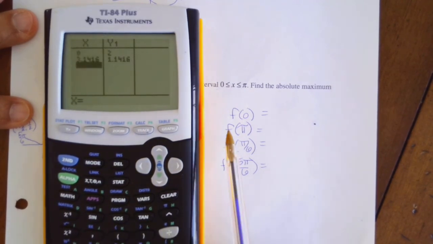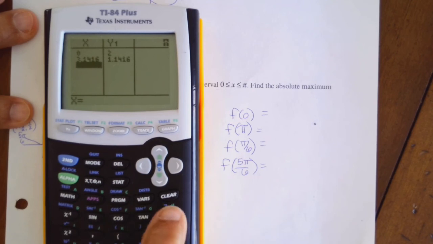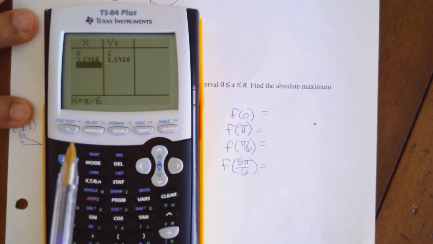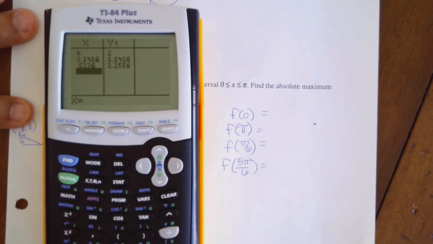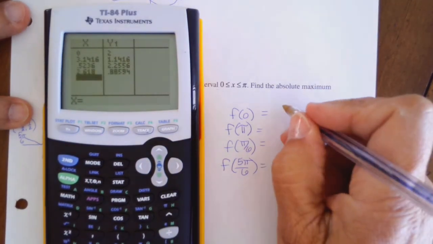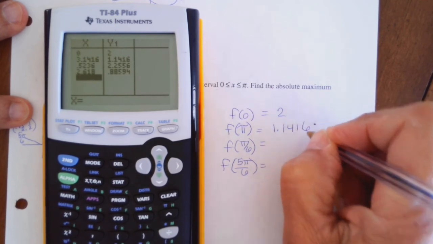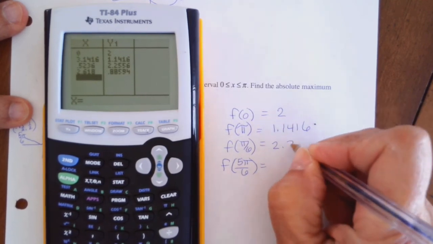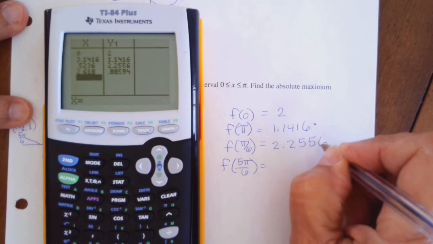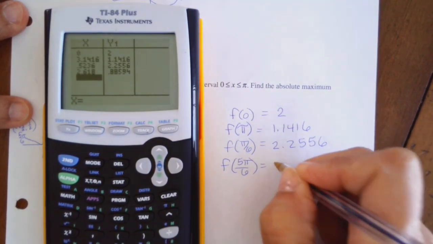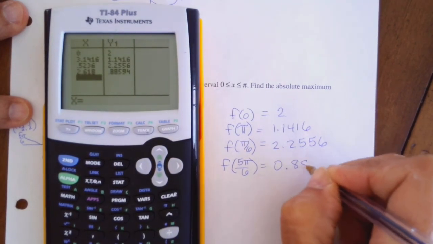I'm going to put in pi divided by 6, so second pi divided by 6. So you can see I'm putting it in. So change it to a decimal. And I'm going to put in 5 pi over 6. Okay, so 5 pi over 6. So there are my y values: 2, 1.1416, 2.2556, and 0.88594.